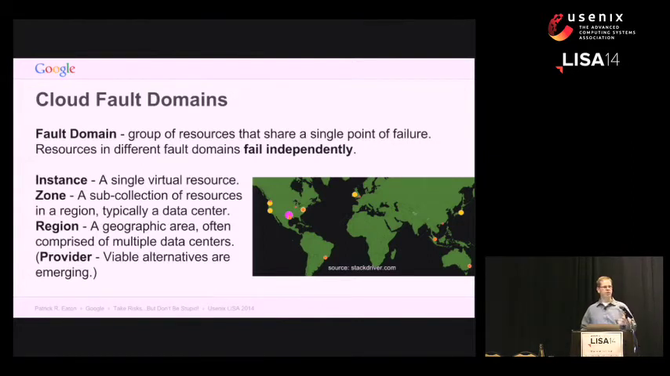There's a fourth fault domain that's starting to emerge as new cloud providers are emerging as viable alternatives. And this is the provider. We are seeing customers that are seriously talking about building their apps that span cloud providers in order to protect themselves against any lock-in or, quite frankly, people leaving the market.